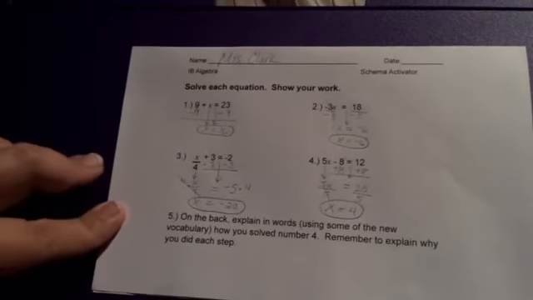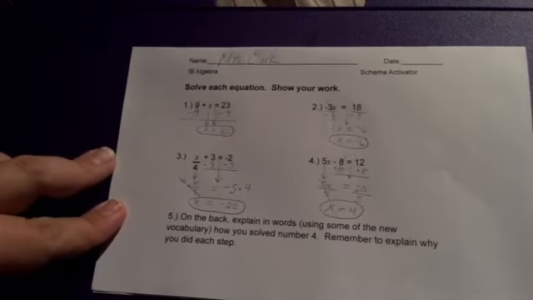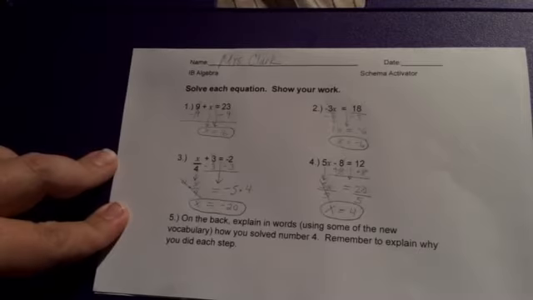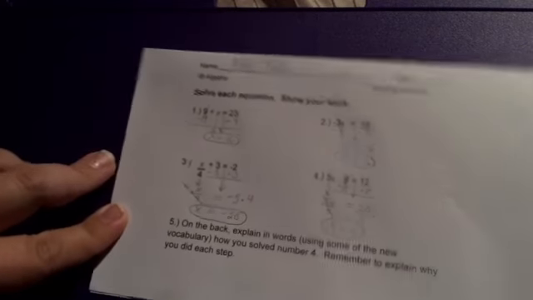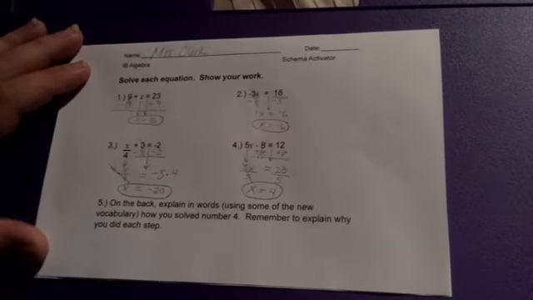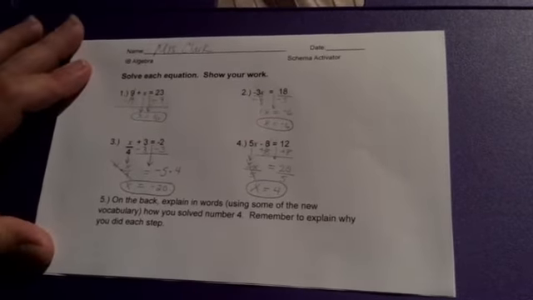All right, for number 5, it says on the back, explain in words using some of the new vocabulary how you solved number 4. Remember to explain why you did each step. So I'm going to do it on the side here so we can look at number 4 while we're doing it. But we have to say, what is the first thing that we did?